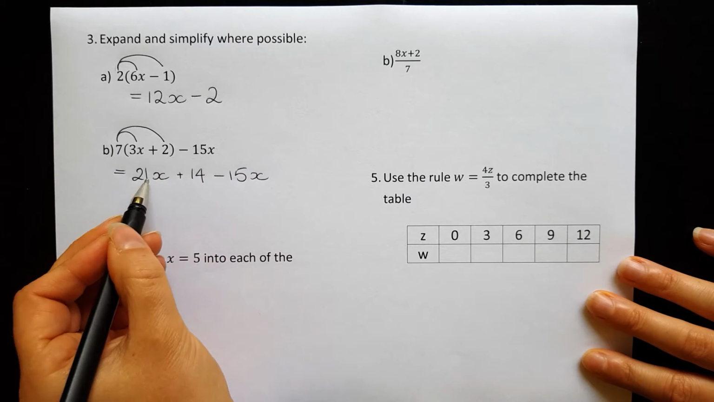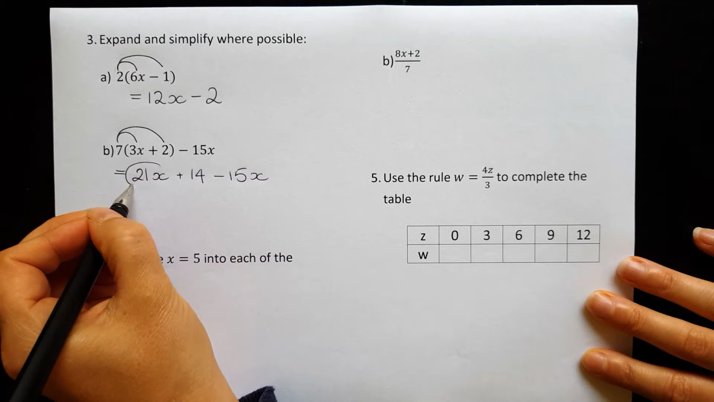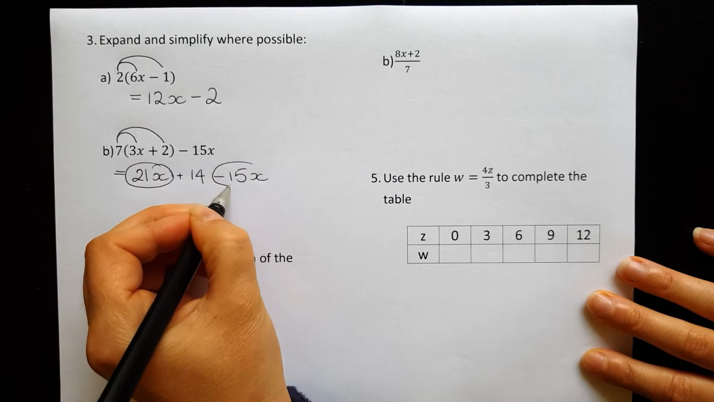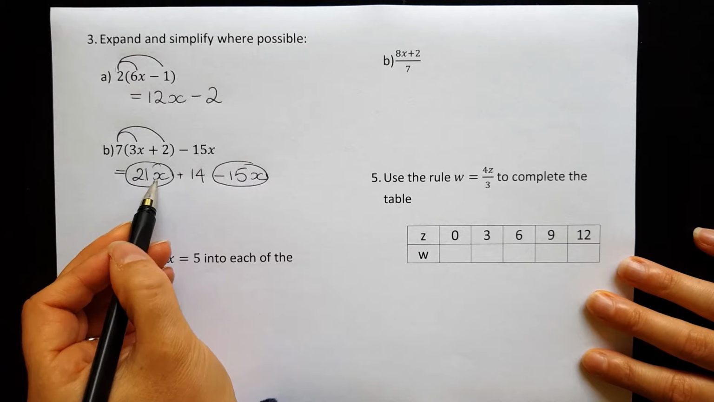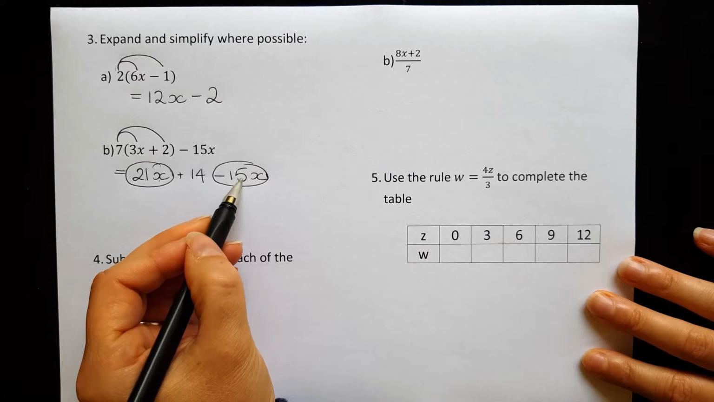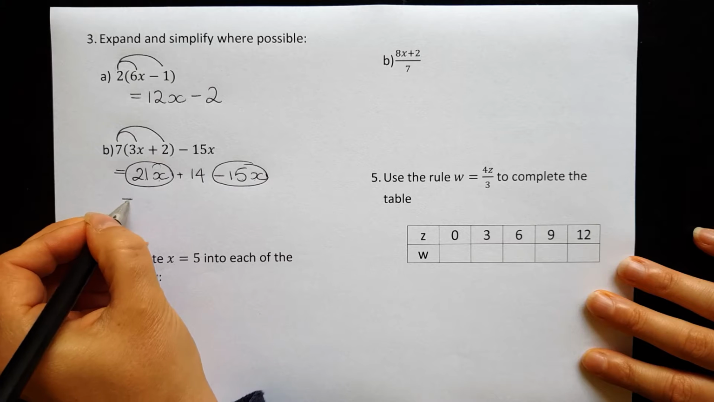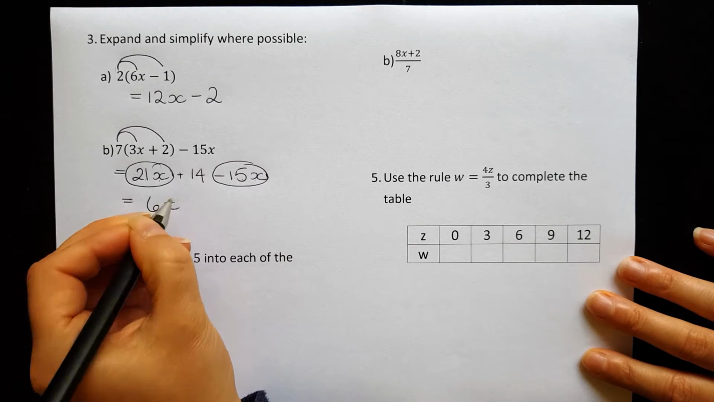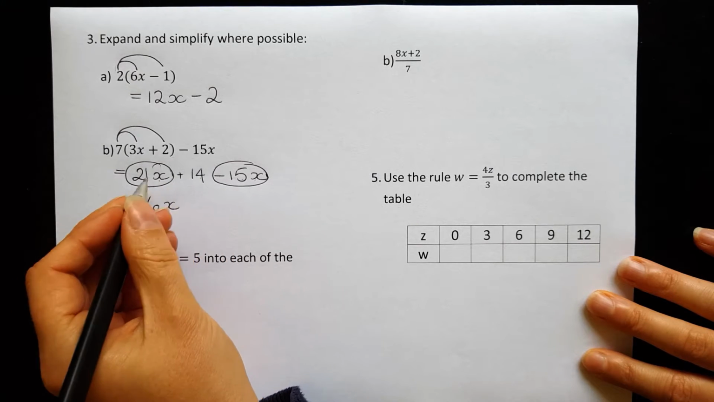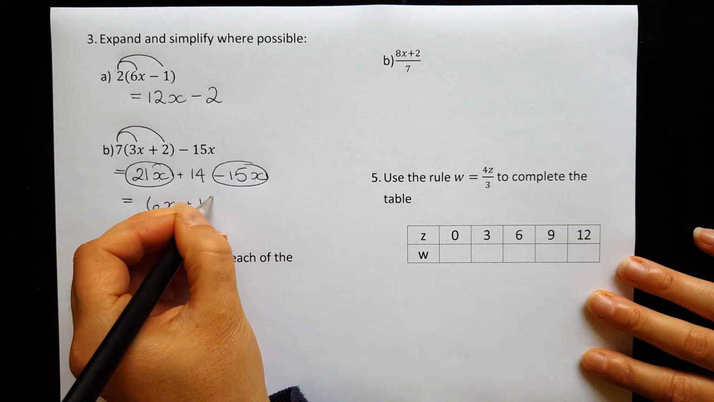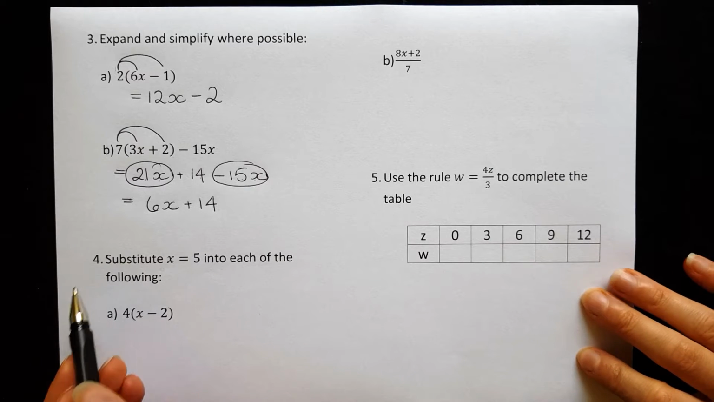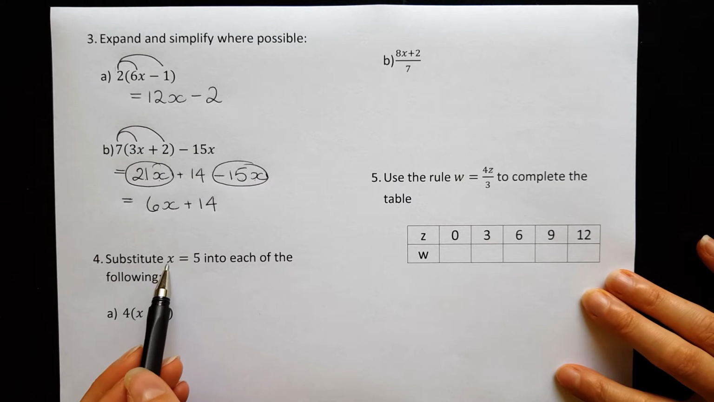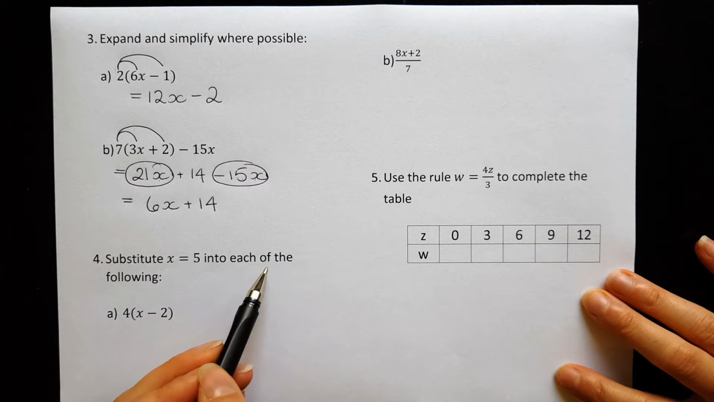Now looking at this, we can see we have an x term and another x term, so they can be collected. 21x minus 15x makes 6x. The 14 is not an x term, it's different, so it just needs to be added on to the end. Okay, and that's done.